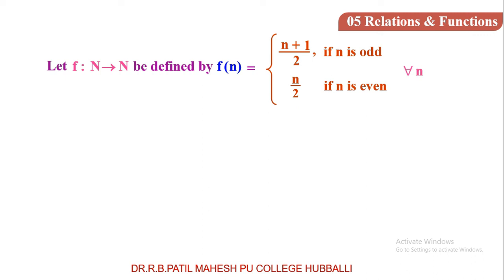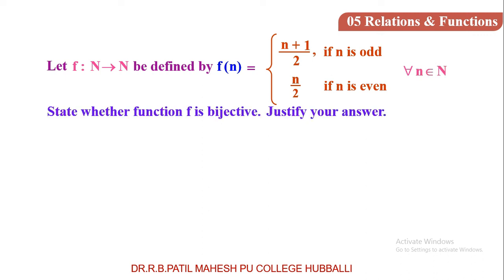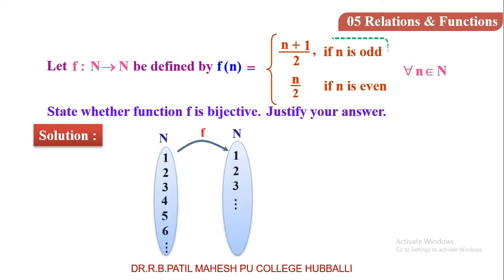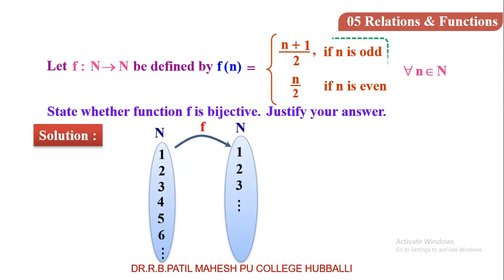For every n belongs to natural numbers, state whether the function is bijective. Justify your answer. Bijective means one-one and onto. Let us understand the function. F is a function from where to where here? Natural numbers to natural numbers.